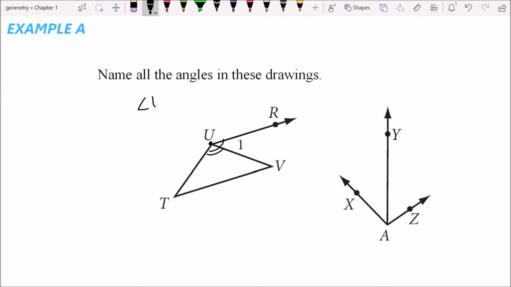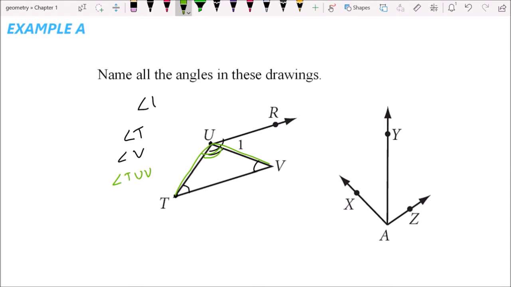What else? There's an angle down here. I could call that angle T. That's another angle. Down here, I could call that angle V. And notice there's only one angle occurring at T. That's why it's okay to use one letter. Now I want to name this one in here that I'm about to write down in green. And again, I can't say angle U because there's more than one angle there. But what I could do is angle T to U to V. So angle TUV.